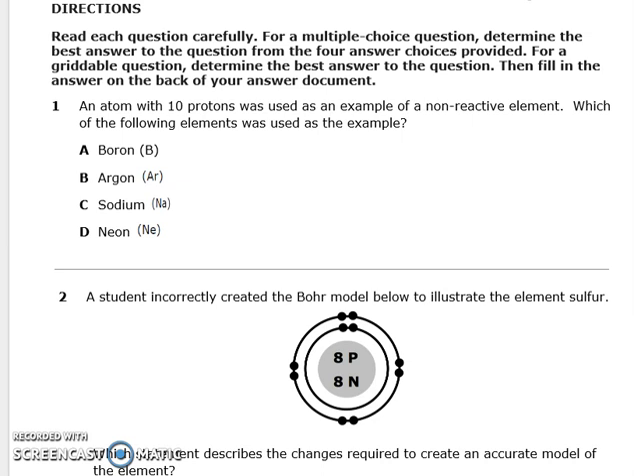Number 1. An atom with 10 protons was used as an example of a non-reactive element. Which of the following elements was used as an example? A. Boron, B. Argon, C. Sodium, or D. Neon.